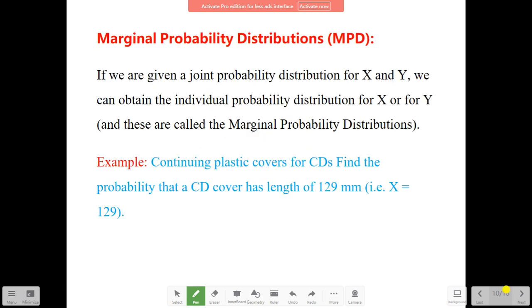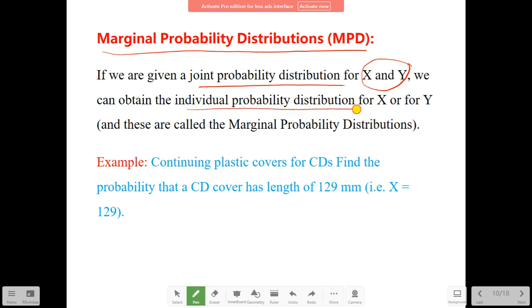So here, the marginal probability distribution, MPD: if we are given a joint probability distribution for two random variables X and Y, we can obtain the individual probability distributions for X or for the random variable Y, and these are called the marginal probability distributions. So here I am taking an example to explain the concept of the theory.